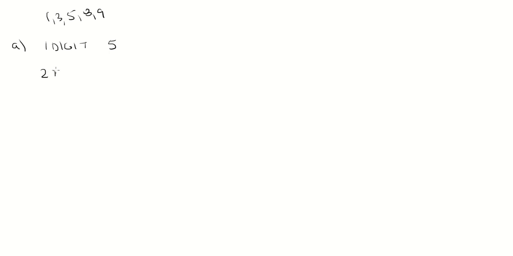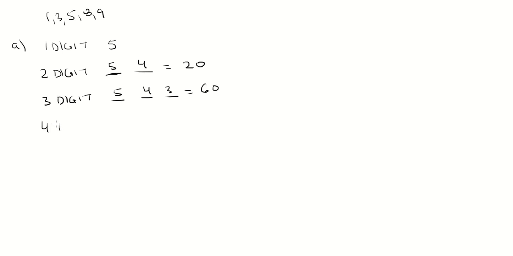For a 2-digit number, there are 5 choices for the first number, 4 choices for the second number. That's going to give me a total of 20 numbers. Now for a 3-digit number, I still have 5 choices for the first one, 4 for the second one, and then 3 left over for the last one. So it's 5 times 4 times 3. That's going to give me 60.